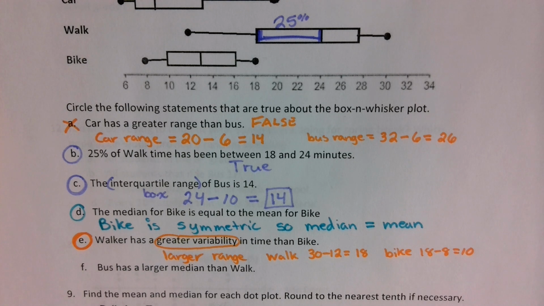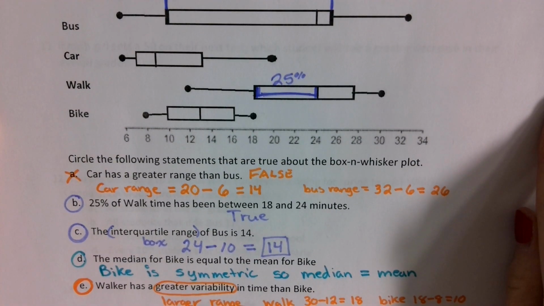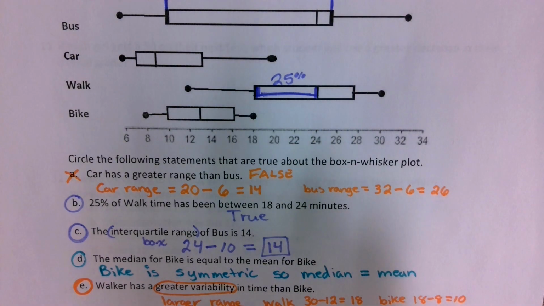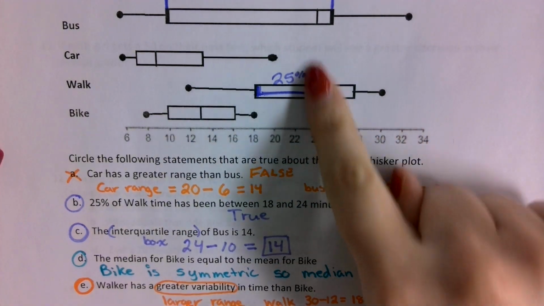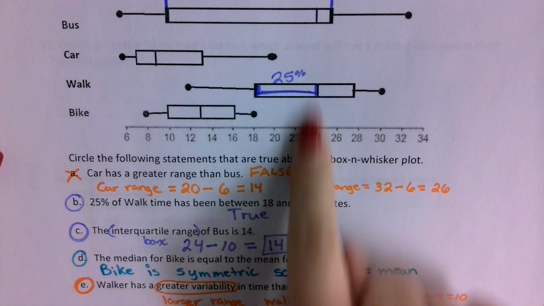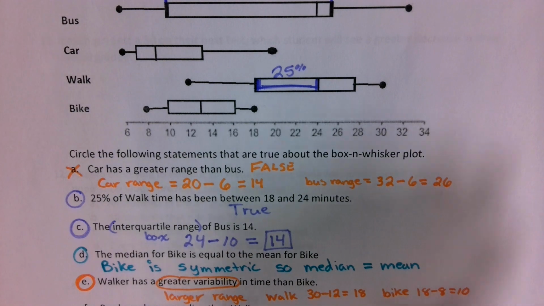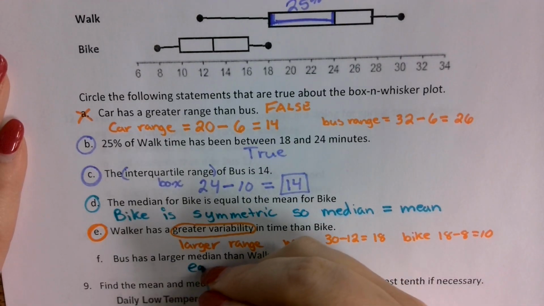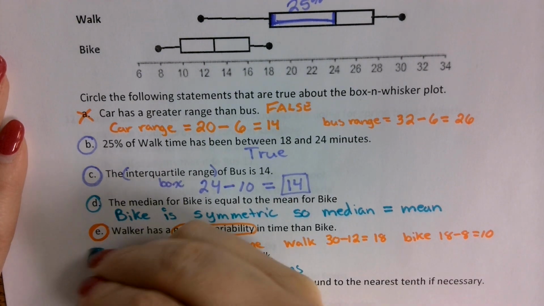Okay, let's go ahead and look at the last one. The bus has a larger median than walking. What is the median for the bus, guys? Roughly around, yeah, somewhere around 20, maybe 23 or 24. And then what is the median for walking? About the same thing, right? They line up pretty well. So that is not greater, right? It's not larger. They are equal. They are equal in their medians. Okay?